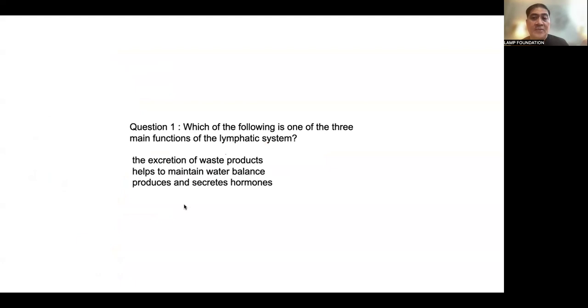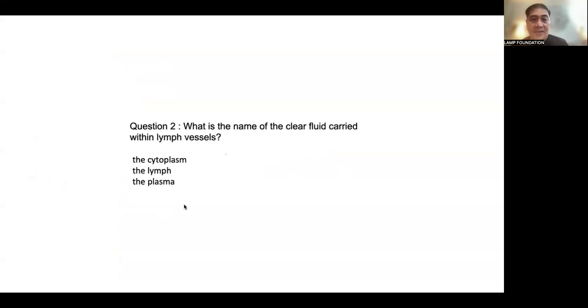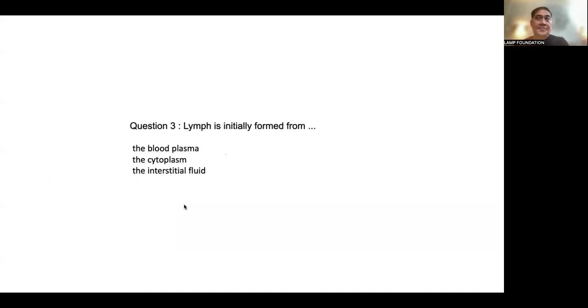Which of the following is one of the three main functions of the lymphatic system? Helps to maintain water balance. Okay. What is the name of the clear fluid carried within lymph vessels? The lymph. Lymph is initially formed from? Interstitial fluid. The lymphatic vessels carry the lymph? Towards the heart. Very good.